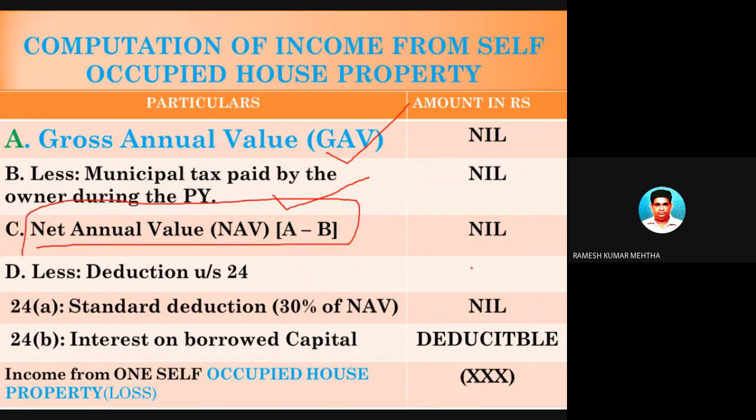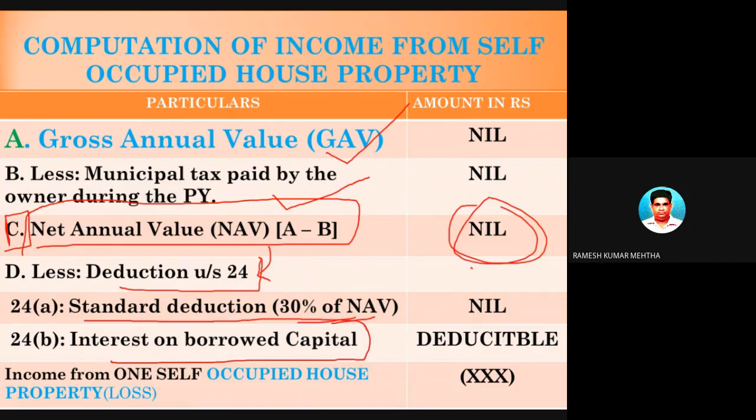So this is step 3. From the net annual value, the owner of the house property is eligible to deduct two expenses. One is standard deduction under section 24 at a rate of 30% on NAV. This is the NAV. The other is interest on borrowed capital. This capital is borrowed for the purpose of construction of the house property, or reconstruction of the house property, or purchase of the house property. So whatever interest you are paying to the bank, that is deductible.